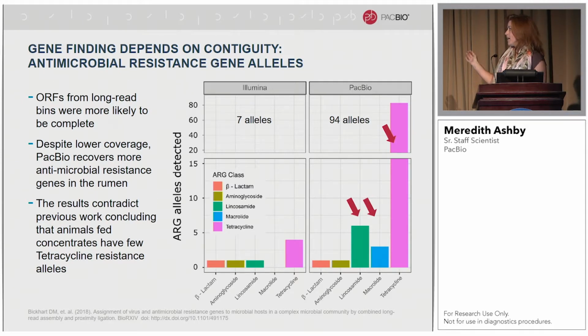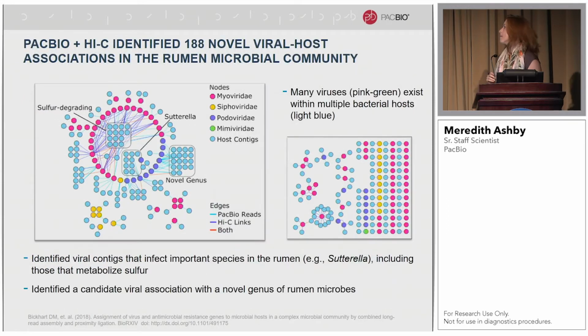And then despite lower coverage, PacBio was able to recover a lot more antimicrobial resistance genes, in particular resistance genes from the tetracycline family. And this is interesting because previous studies had concluded that you could feed cows antibiotics and that they wouldn't carry that much antibiotic resistance in their gut. And it turns out that was just an artifact of using an approach that was not very well optimized for doing assembly and gene discovery. And if you instead use long reads, what you see is actually there's a tremendous amount of antibiotic resistance.